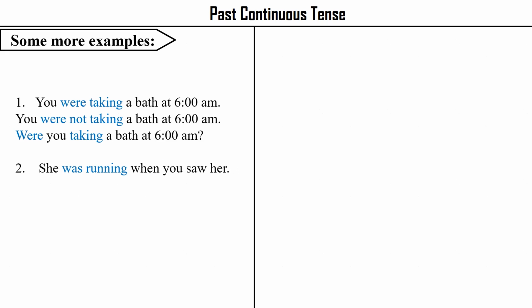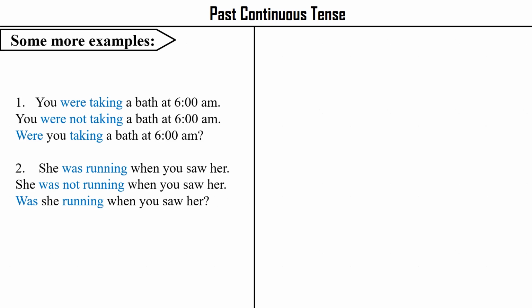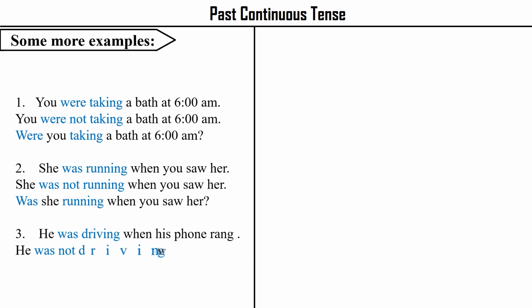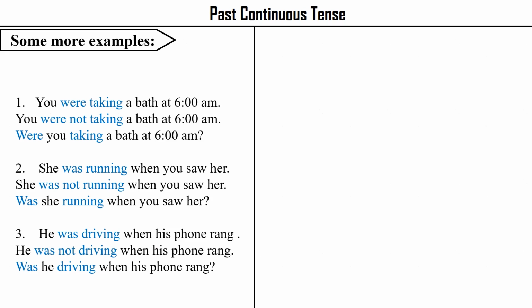She was running when you saw her. Positive. She was not running when you saw her. Negative. Was she running when you saw her? Interrogative. He was driving when his phone rang. Positive. He was not driving when his phone rang. Negative. And was he driving when his phone rang? Interrogative.